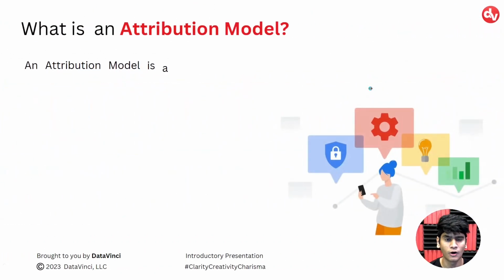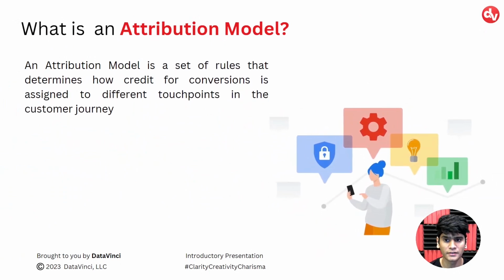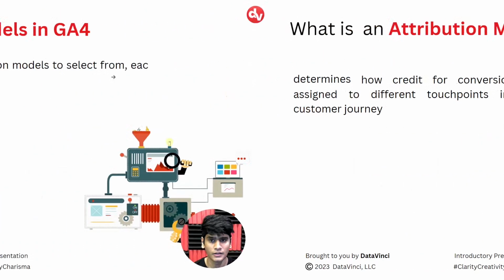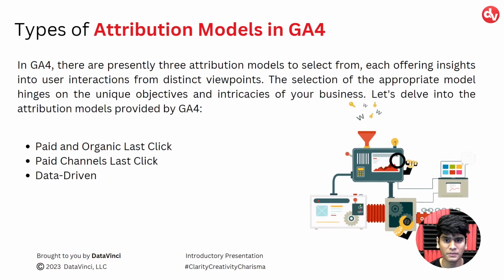Now we are going to see what an attribution model is. An attribution model is a set of rules that determines how credit for conversion is assigned to different touch points in the customer journey. Now we are going to see the attribution models in GA4. In GA4 there are presently 3 attribution models to select from, each offering insights into user interaction from distinct viewpoints. The selection of the appropriate model hinges on the unique objective and intricacies of your business. So let's dive into all of these 3 attribution models. The first one is the paid and organic last click model.